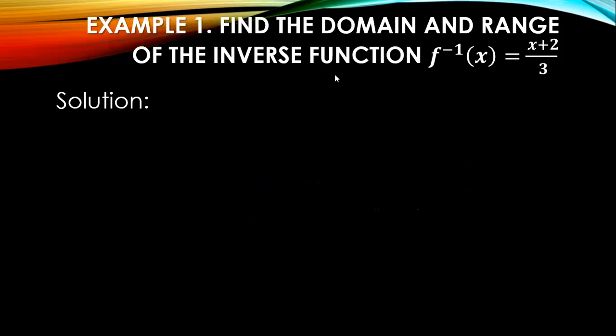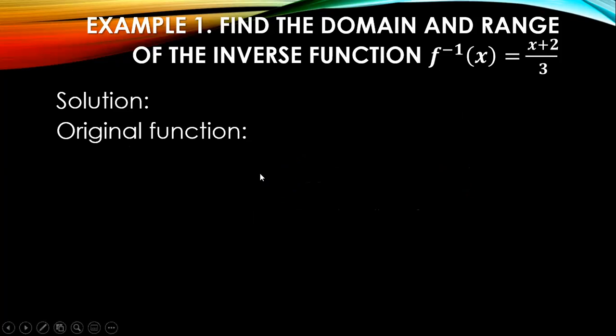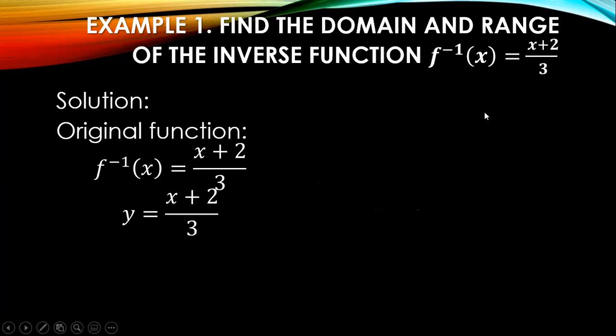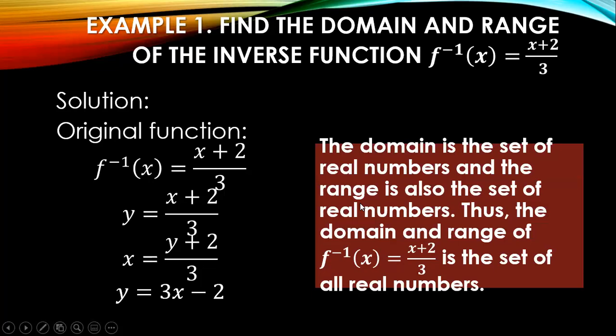So find the domain and range of the inverse function f raised to negative 1 of x is equal to x plus 2 over 3. So paano po tayo kumuha ng domain? So kunin muna natin yung original function. So that is y is equal to x plus 2 over 3 pinalitan. Now, in-interchange si x and y. And then, inihiwalay si y. So, we get the original function. F of x is equal to 3x minus 2.